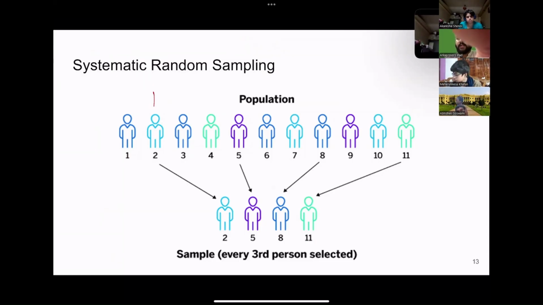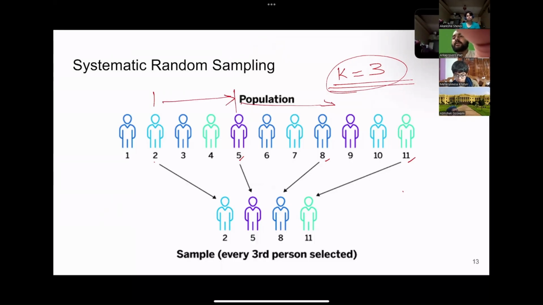And then you select a value that is usually depicted by K. You select a value, and if in this case it's 3, so every third person will be selected, right? So from 2, fifth person selected, 8th, and the 11th one. So it's systematic. There is some sort of order in this randomness, right? So every third person gets selected. So that's systematic random sampling for you.